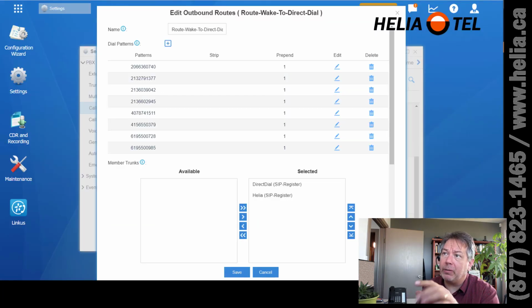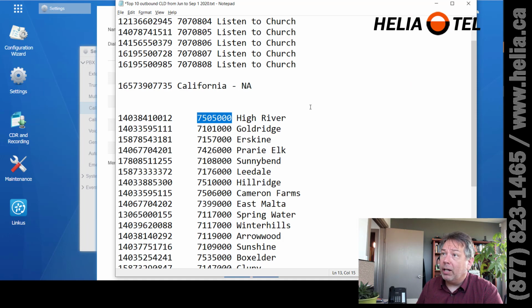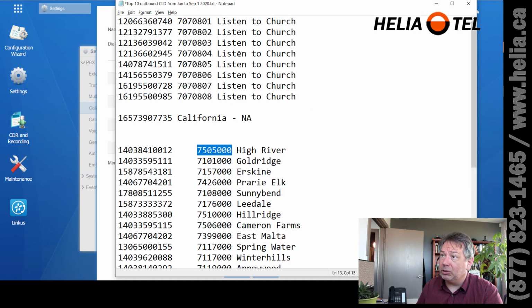Now, here's another thing with the Yeastar phone system. I've set up an outbound route on this particular system, and what I've put in is the wake numbers. These are the only wake numbers that are programmed. So if you put additional numbers in here, it's probably going to cause you problems. It only is these ones, and these ones are these 8 Listen to Church ones.